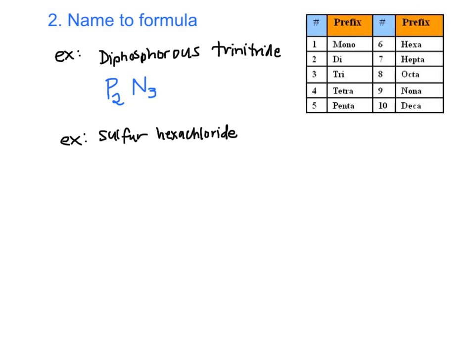Okay, so we know this is a covalent compound because sulfur and chloride, or chlorine, are both nonmetals, but also you see prefixes. So whenever you see prefixes, you know you're dealing with a covalent compound. So sulfur is S, and there's no prefix, so that means there's just one of them. And then hexa means 6, and chloride means chlorine, so there's 6 chlorines. So sulfur hexachloride is SCl6.